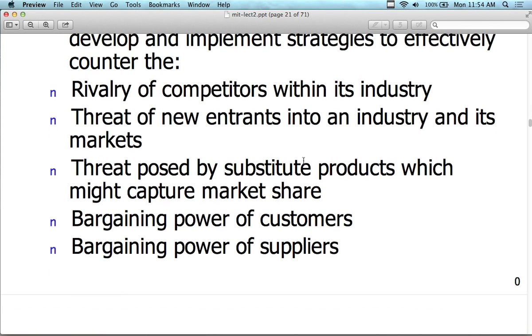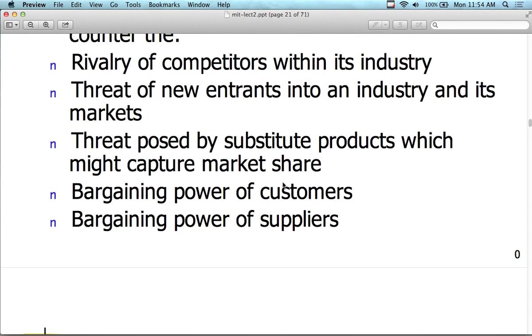Porter says, that's one of your forces. As soon as the substitute comes out, your product is not going to be so popular anymore. Are you going to pay $1 extra for your Q-tips, or are you going to buy the cheaper cotton swabs? Most people, unless they're brand loyal, they'll buy the cheaper cotton swabs. Some people are brand loyal. Bargaining power of customers. The more products that you have, the more bargaining power you have.